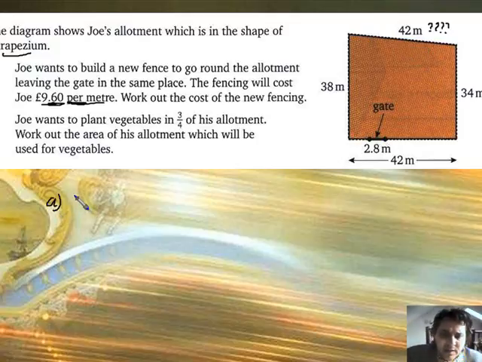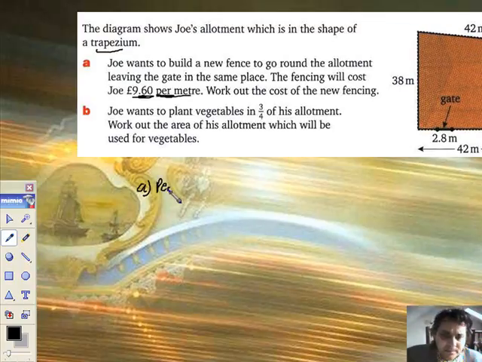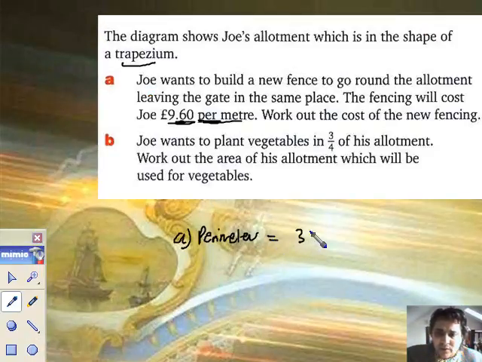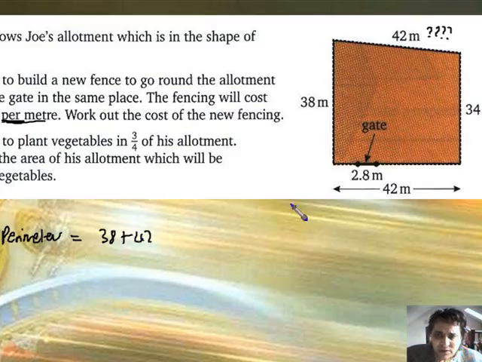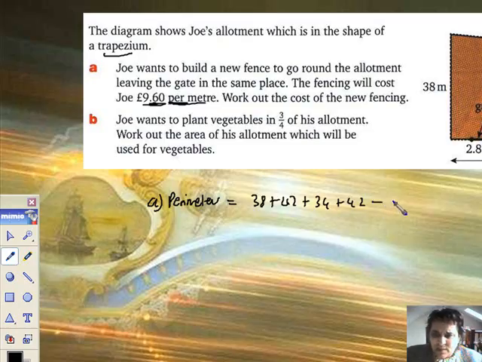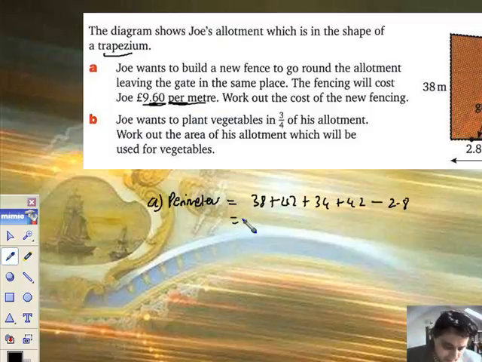So part A, here we go, it's the perimeter essentially. And I wish I could call it 45, but I'm not. So what have I got? I've got a 38 plus the 42 across the top, which is wrong, plus the 34 coming down here, plus the 42 going across to make the trapezium. Then I want to take away the parts where the gate's going to go. So let's just do that quickly. 38 plus 42 plus 34 plus 42.